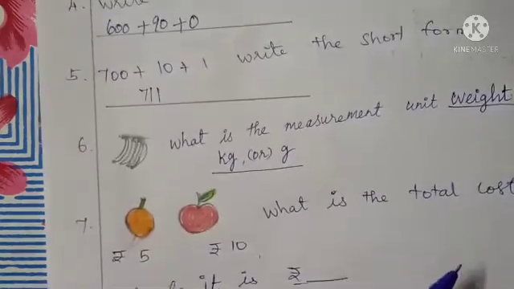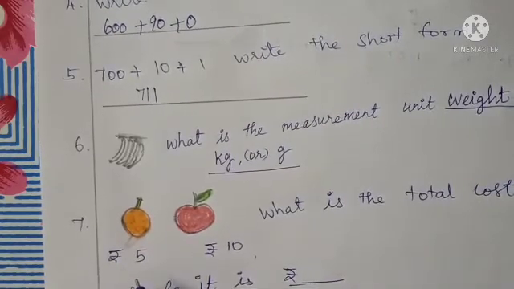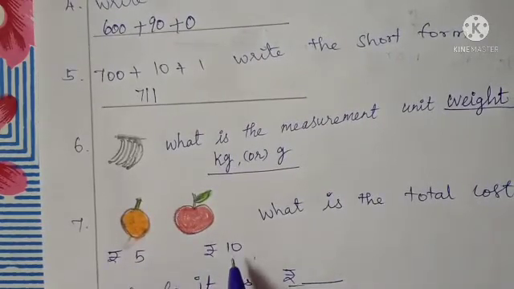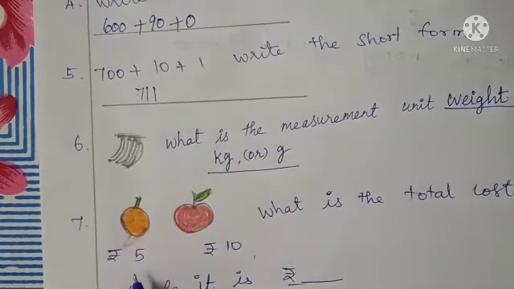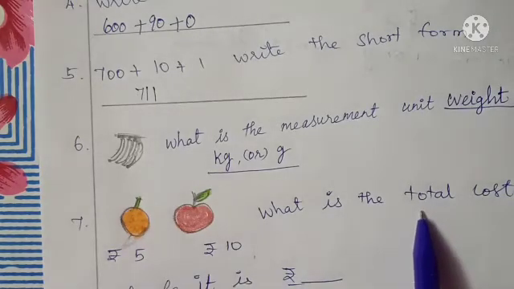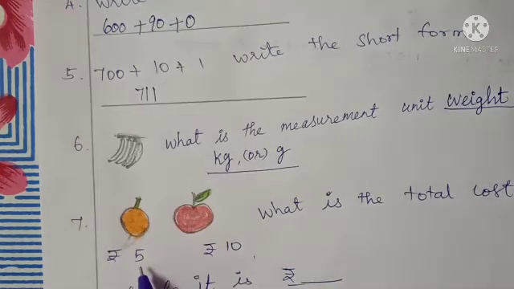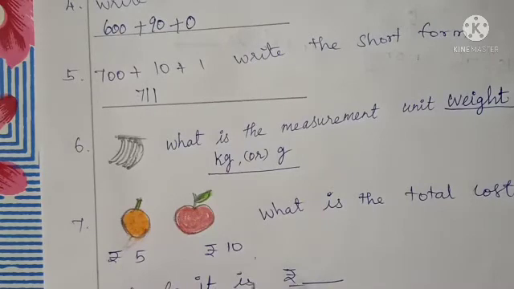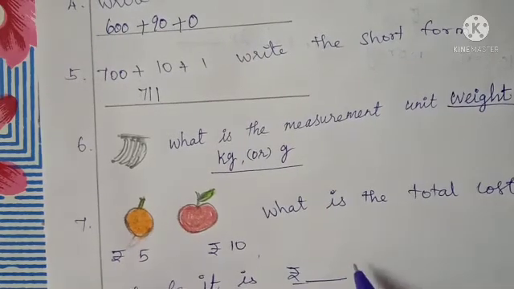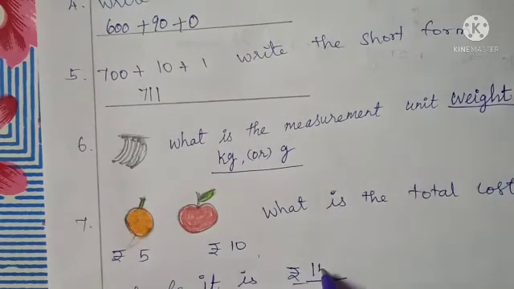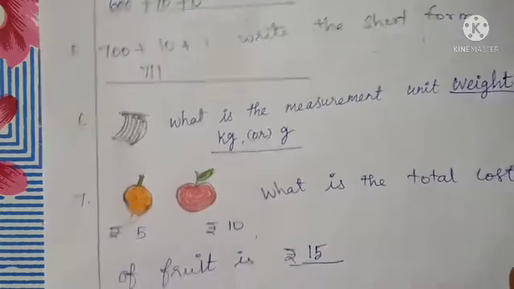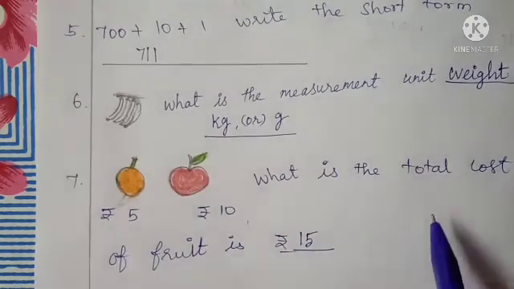Then the next one. Here we take fruits, orange and apple. What is the total cost of the fruit? It is 5 rupees and 10 rupees. You add and get the total. That is why 5 rupees and 10 rupees are given here. So 5 plus 10 is 15 rupees. So 15 rupees is the final total cost.